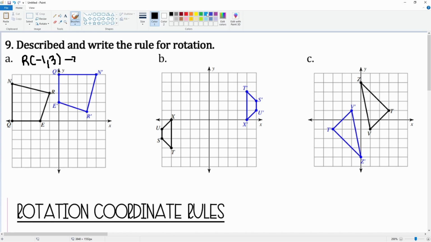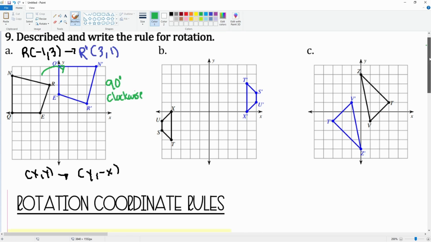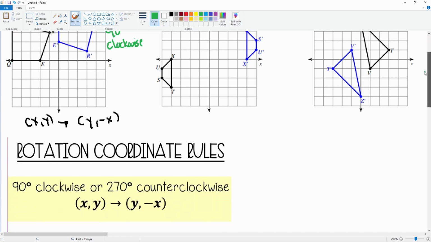Then it became R prime of (3, 1). Right? So it looks like the X and the Y swap, and then the X changes value. So it's negative that. Okay? So from here to here, it looks like that is just a 90-degree clockwise rotation. Right? Does that match up? The X value changes. That does match up.